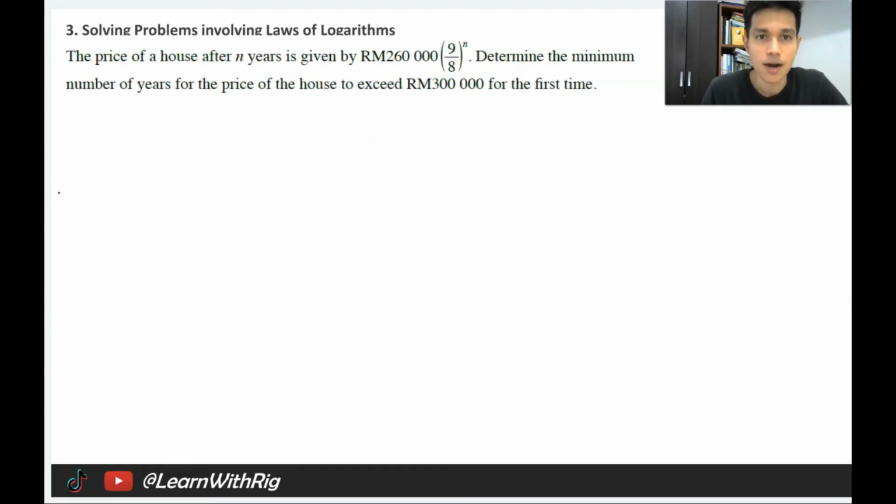The price of a house after n years is given by 260,000 times 9 over 8 power n. Determine the minimum number of years for the price of the house to exceed 300,000 for the first time. So you have the price of the house. This one will calculate for you the price of the house. You want to count up to what extent, how many years do you need to achieve $300,000. So that's what you're going to do.